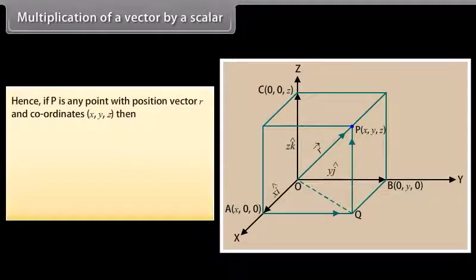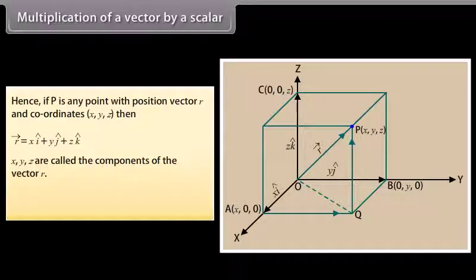Hence, if P is any point with position vector R and coordinates x, y, z, then vector R is equal to x cap i plus y cap j plus z cap k. x, y, z are called the components of the vector R. Mod of vector R is square root of x square plus y square plus z square.